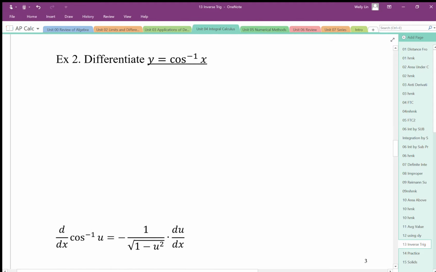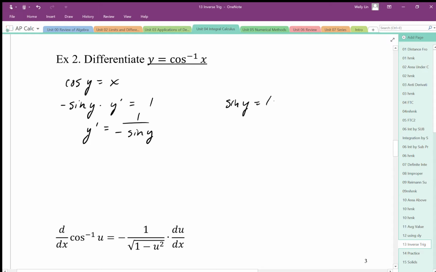So we're going to differentiate arccosine as well. Okay, so we're going to do the same thing. We're going to say cos y equals x. Differentiate, we end up with negative sine y times y prime equals 1. Y prime equals 1 over negative sine y. Again, we know that sine y is equal to the square root of 1 minus cos squared y. Okay, we're going to substitute for that. So we end up with y prime equals 1 over negative square root of 1 minus cos squared y.